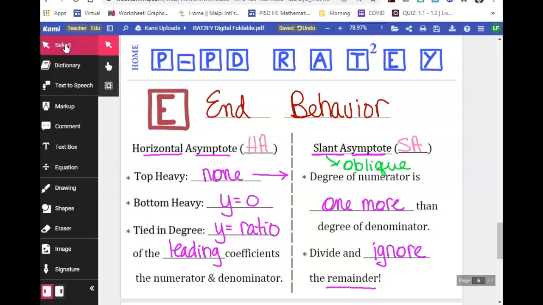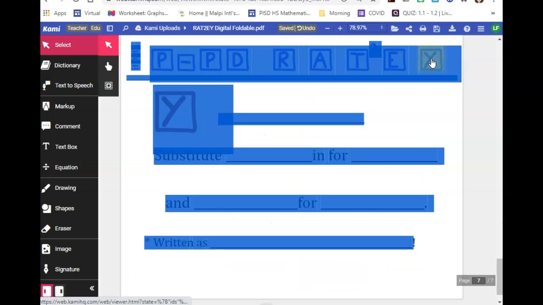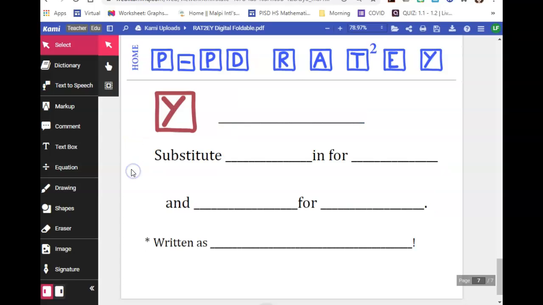All right, so then our last letter in RAT2EY is Y. What do I keep doing? I must be hitting it weird with my pen. Okay, I don't know.